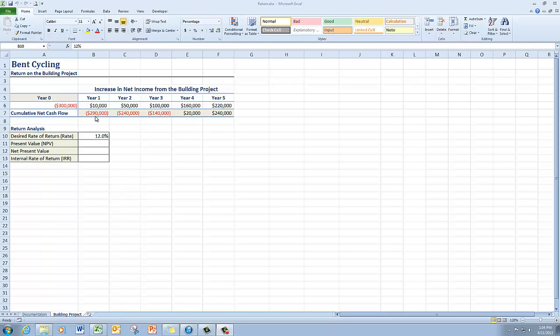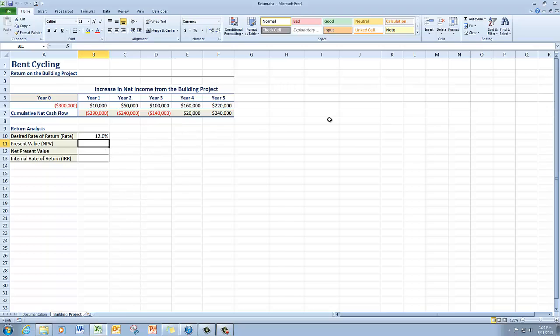Down here you have the cumulative net cash flow, which shows how long it's going to take to start seeing a positive return on that investment. And as you can see, that's going to happen in year 4.